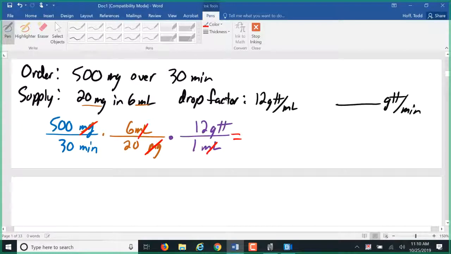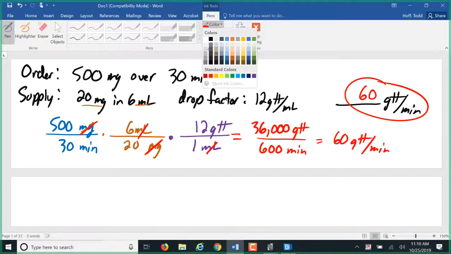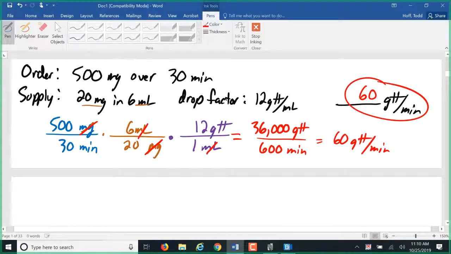So on top, 500 times 6 times 12 is 36,000 drops. On bottom, 30 times 20 is 600 minutes, giving us 60 drops per minute. Any question there?